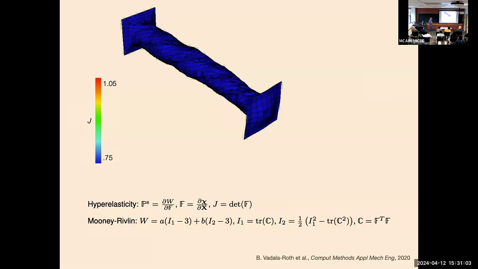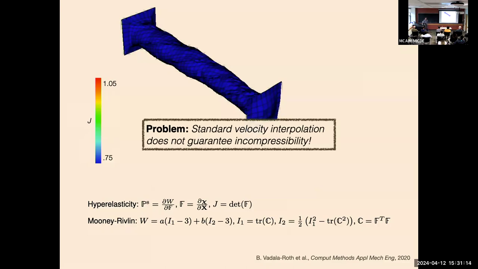No, I don't remesh. But remeshing wouldn't help. And the reason is that the fundamental reason is that standard velocity interpolation doesn't guarantee incompressibility. It just doesn't.